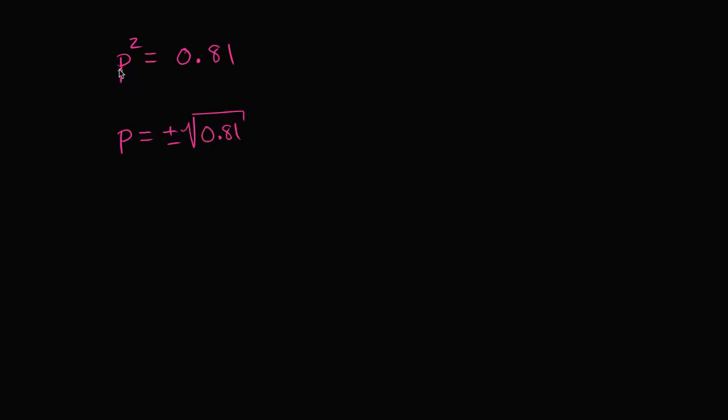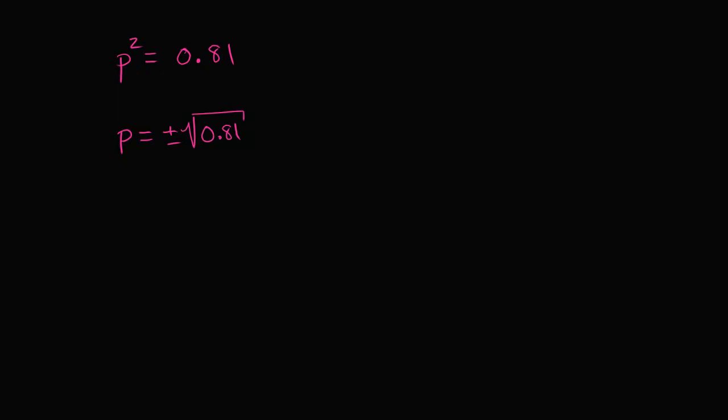But here, p could be positive or negative, because if you square even a negative number, you're still going to get a positive value. So we could write that p is equal to the plus or minus square root of 0.81, which is another way of expressing the same equation. But still, what could p be?